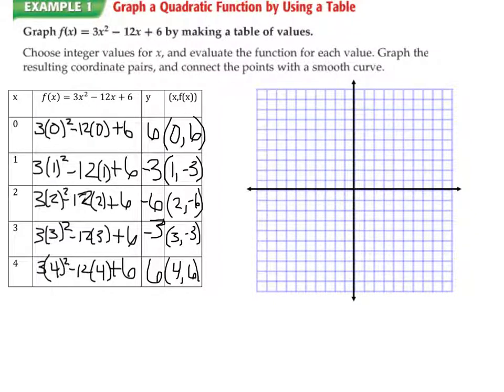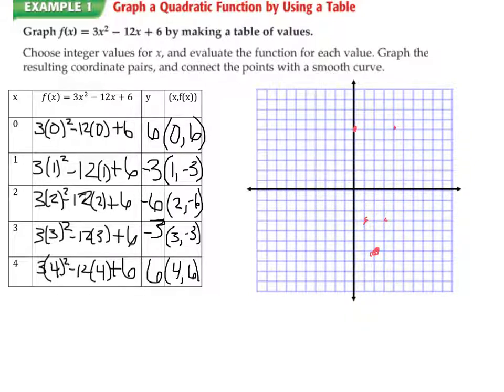So just going ahead and looking at what this is going to look like on a graph, I can go from 0 up to 6 and make my point, and 1 down to negative 3, make my point, and 2 down to negative 6 and make my point, and 3 down to negative 3, make my point, and then 4 all the way up to 6 to make my point.